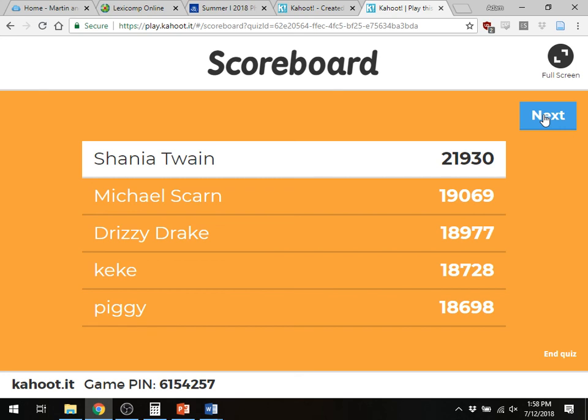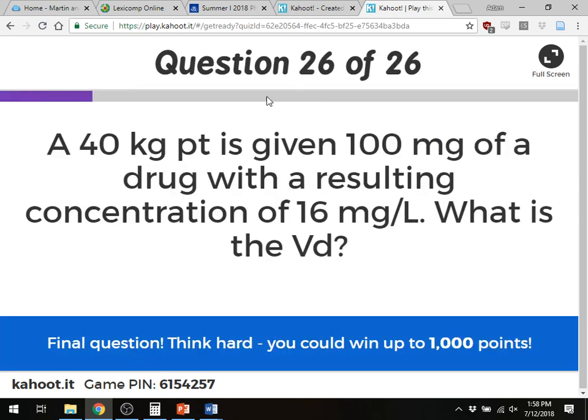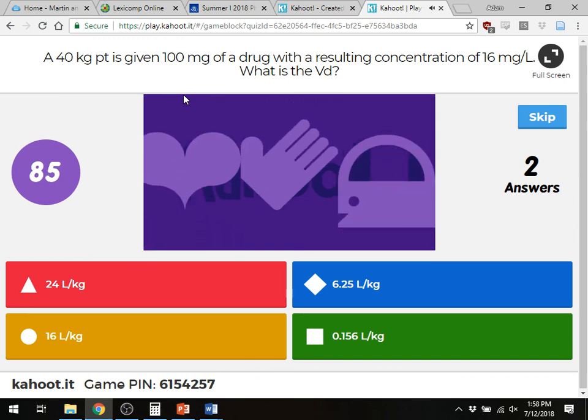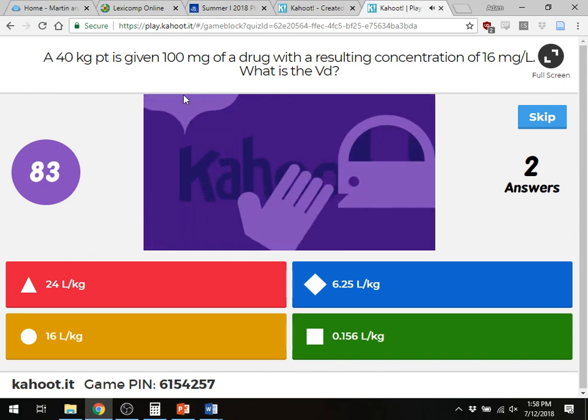Okay. All right, last question. We have a 40-kilogram patient. He's given 100 milligrams of a drug with a resulting concentration of 16 milligrams per liter. What is the volume of distribution for this patient? Remember, C0 equals dose over VD.